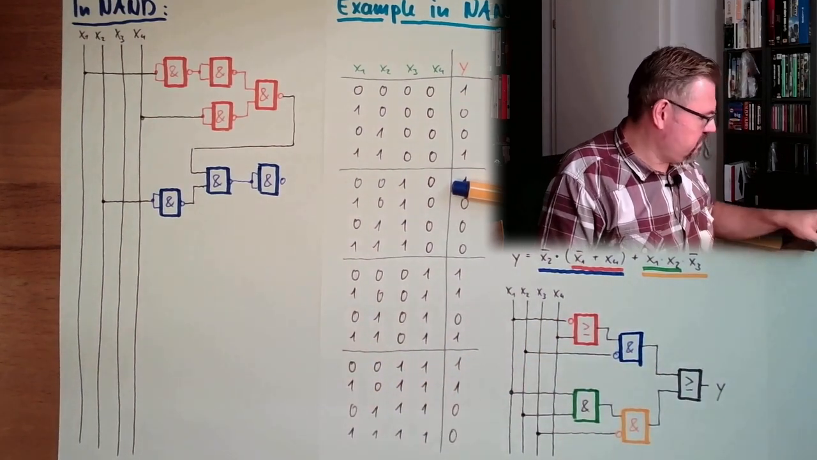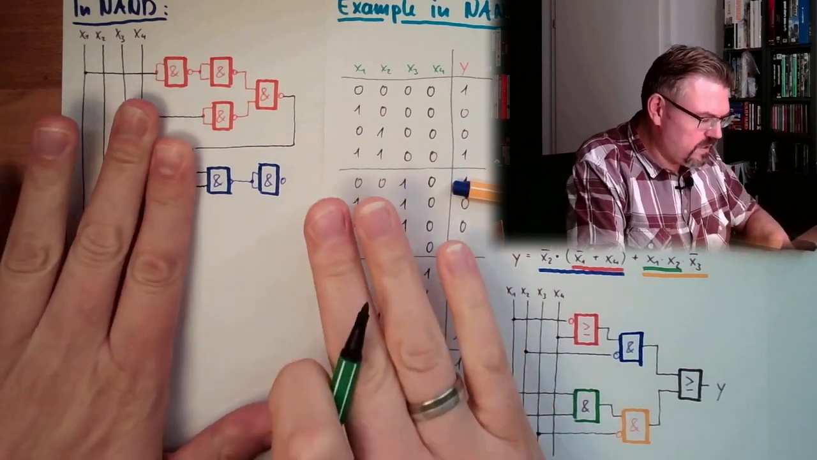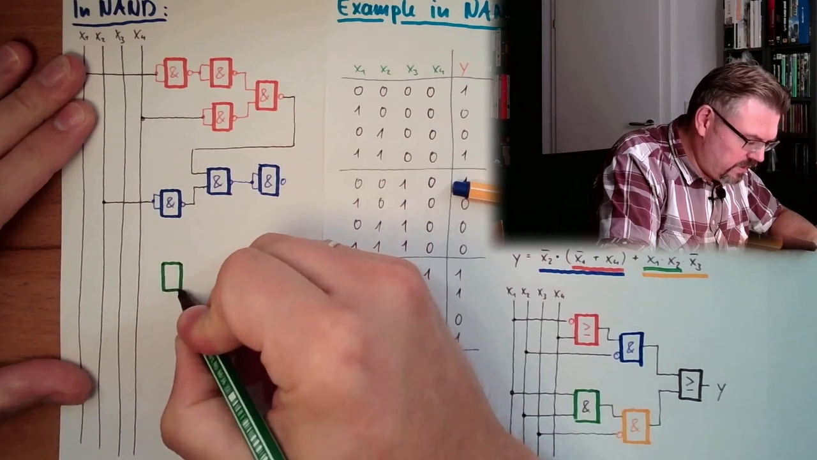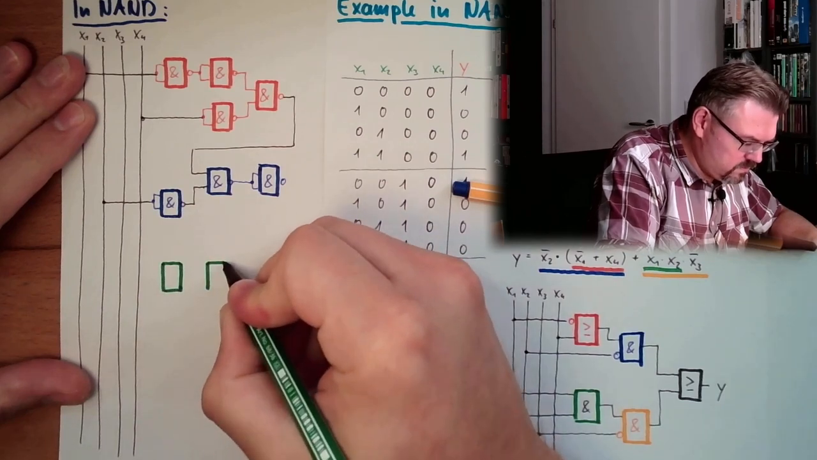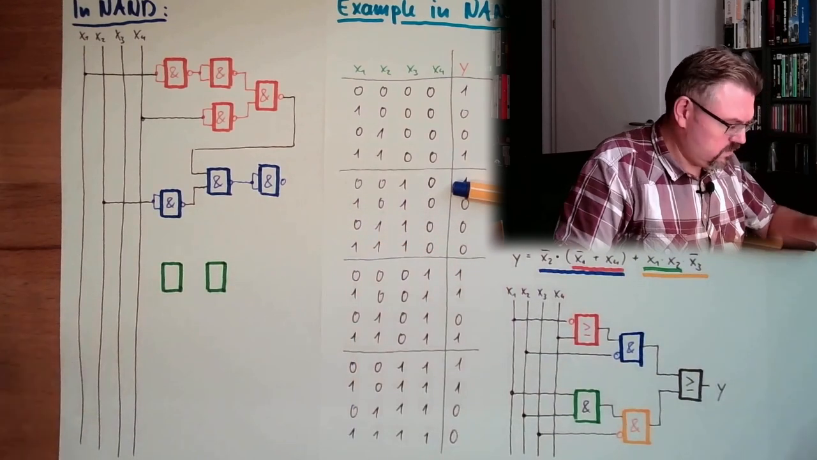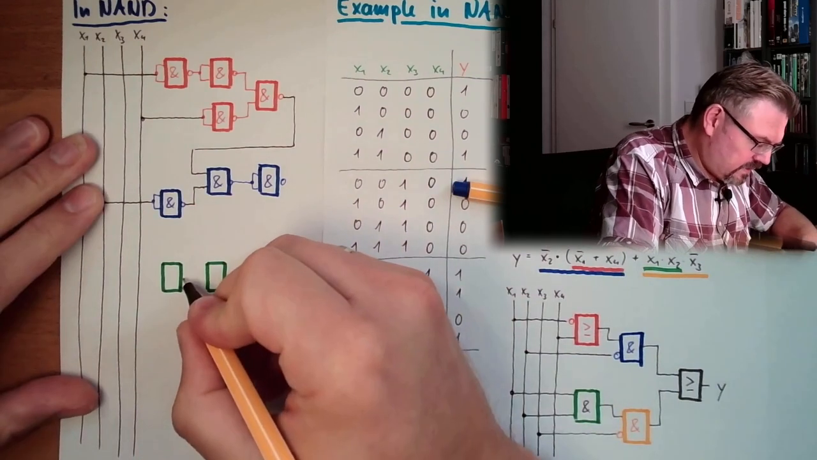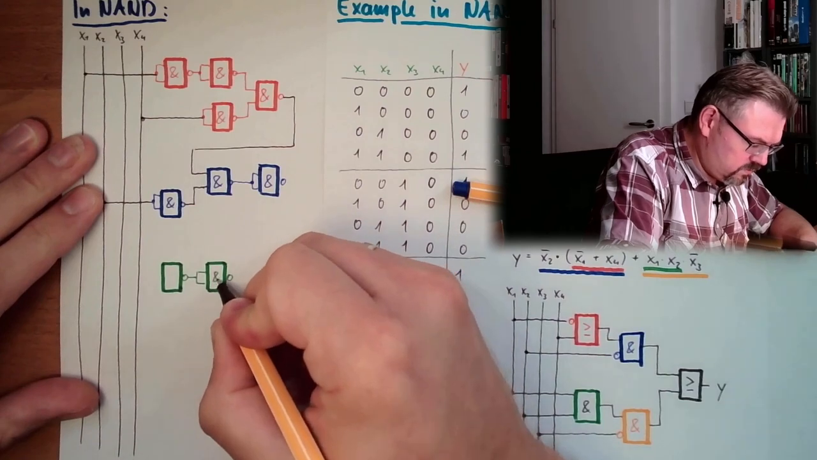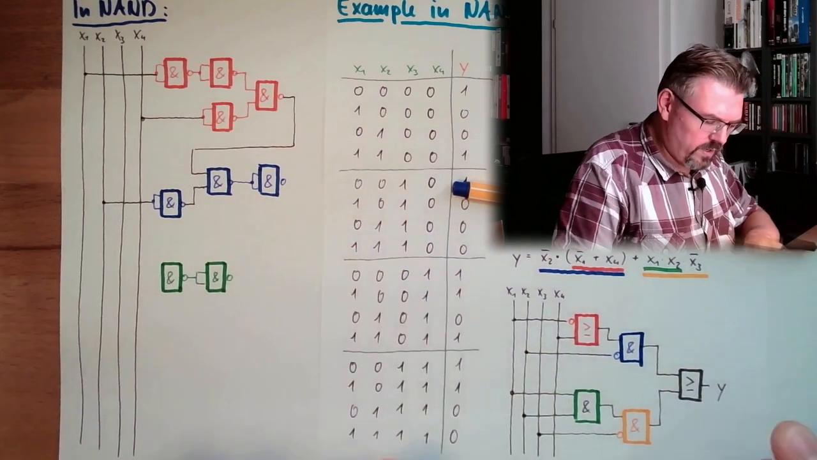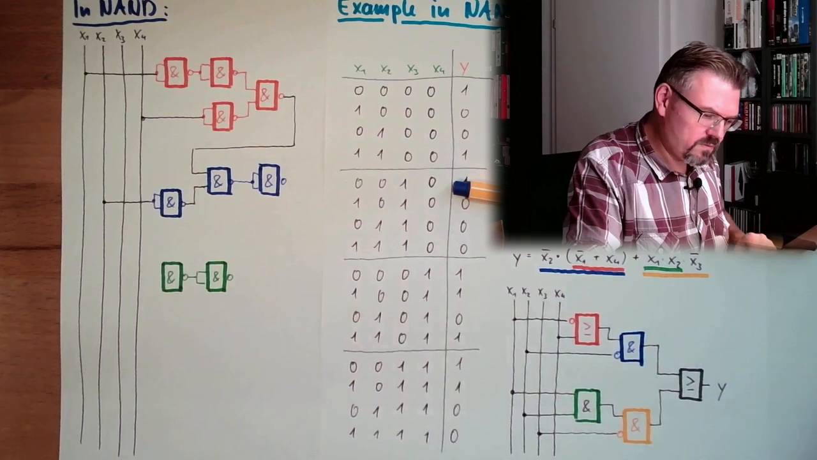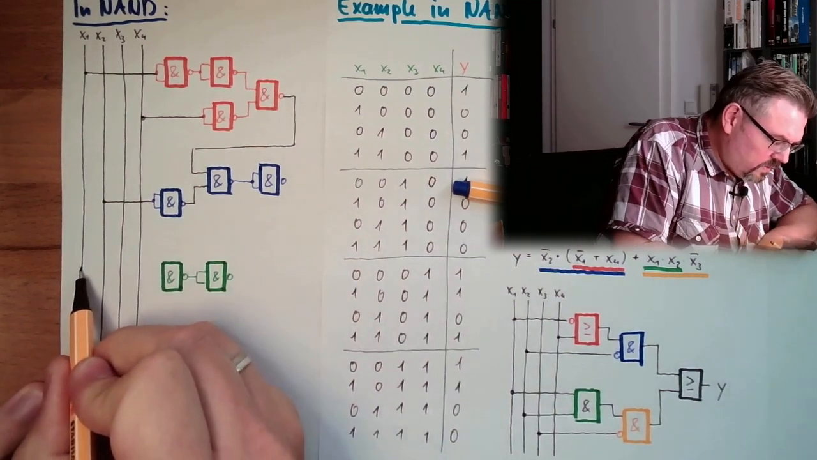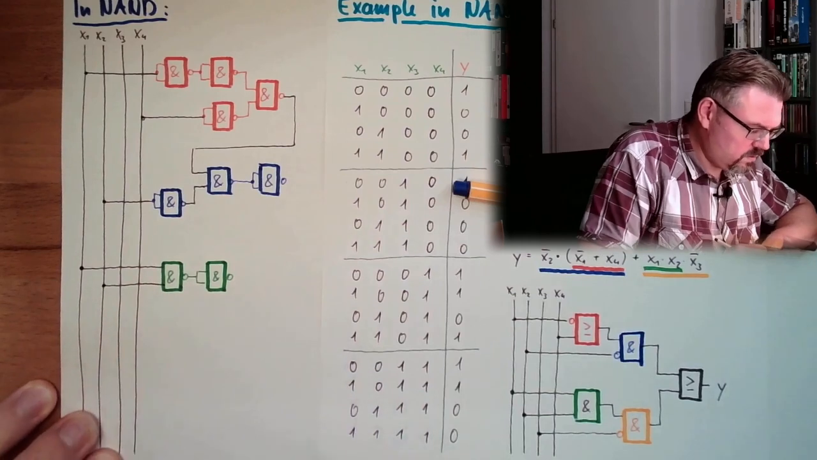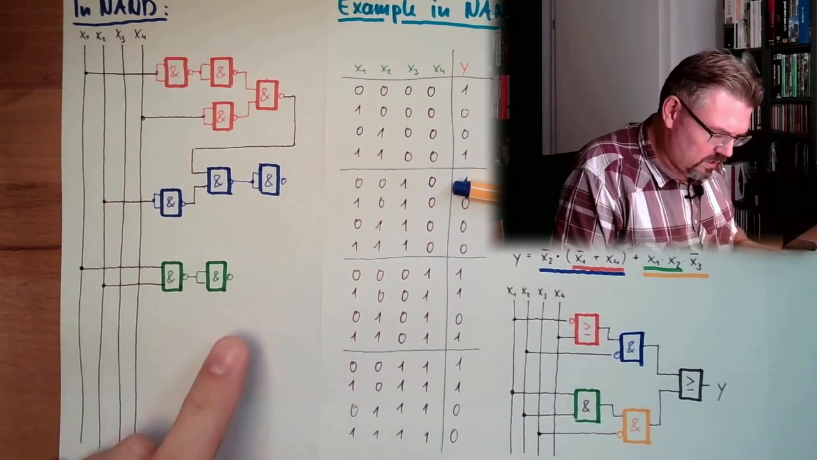It's just an AND. An AND was easy. This was an AND. This was the blue AND, and I'm now adding a green AND. So it's an AND and then inversion. And one input comes from X1 and the other input comes from X2. So X1 and X2. Yeah. Good. This is how this looks.